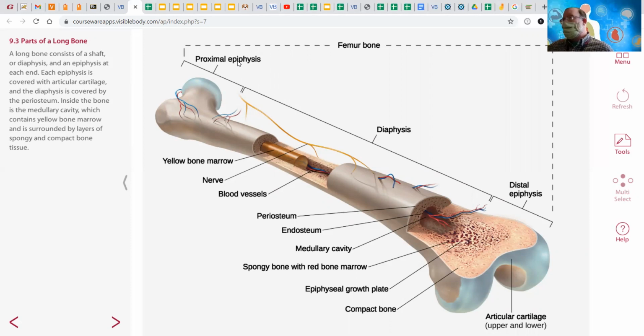This only applies to basically the three upper appendages and the three lower appendages. So the humerus and the ulna and the radius, and then the femur, the tibia, and the fibula. But anyhow, we have two different ends. We have what's called the proximal end and the distal end of the bone.